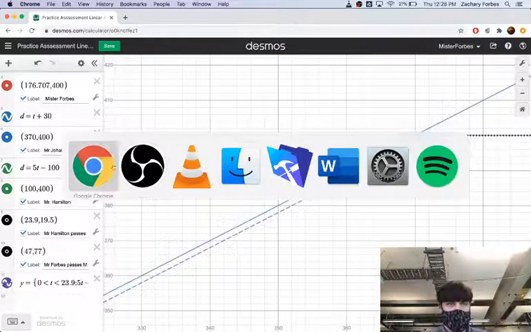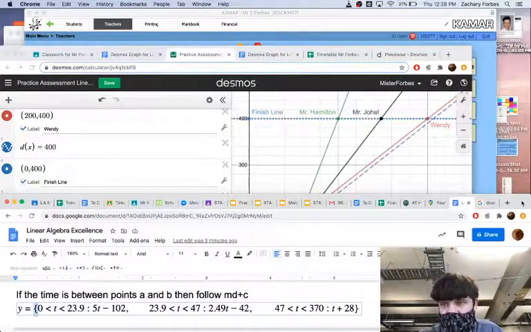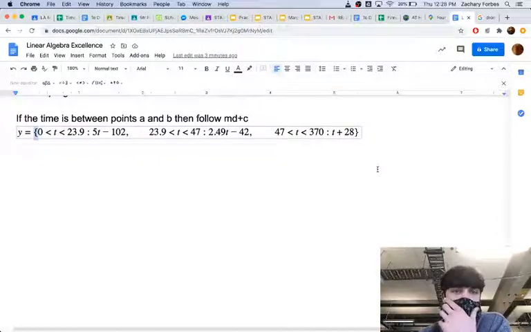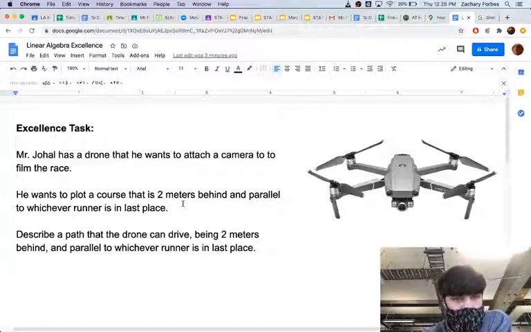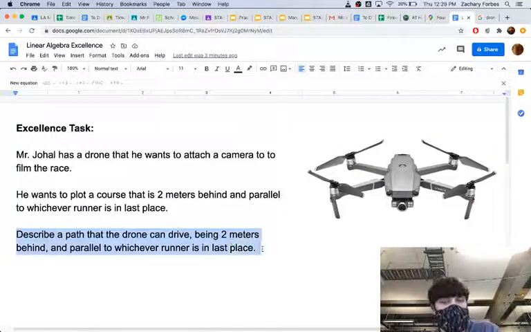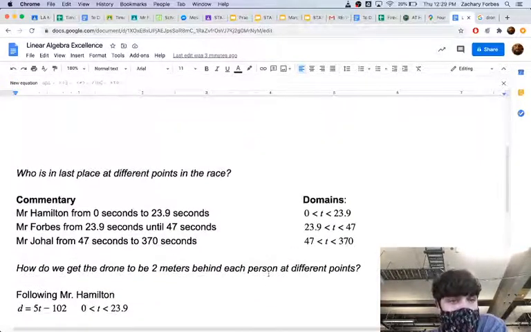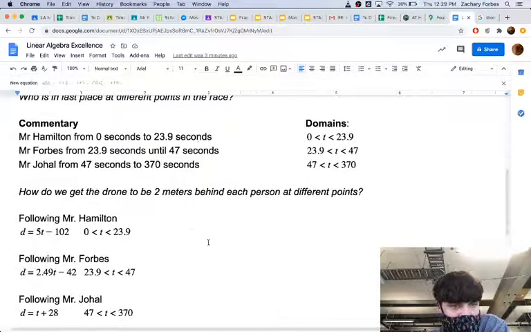So, let's have another look at the question again and see if we've answered the question in context, because that's really important. So he has a drone that he wants to attach a camera to film the race. He wants to plot a course that is 2 meters behind and parallel. You saw ours were all parallel to whichever runner is in last place. Perfect. Describe a path that the drone can drive being 2 meters behind and parallel to whichever runner is in last place. So here, we probably want to say Mr. Hamilton from here to here, right?